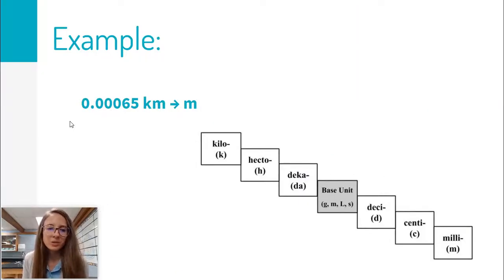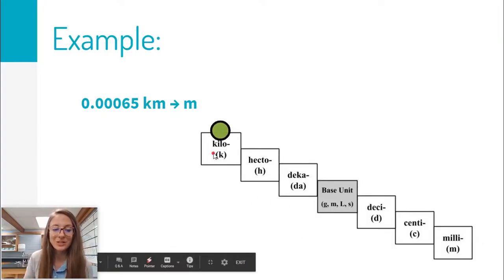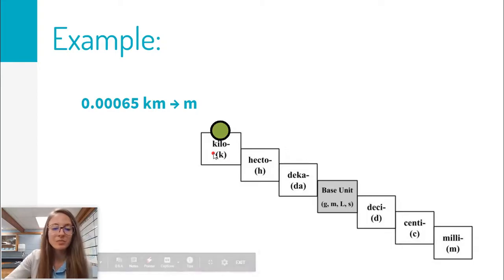We have 0.00065 kilometers, and I'm asking you to convert that into M. So to find out which stair we are starting or stopping at, you can cover up the last letter of the starting unit, which is attached to the number. Cover up the M, we're left with K. We find that on the metric stairs to know that we are starting at the kilo box, to know that we are starting at the kilo stair.